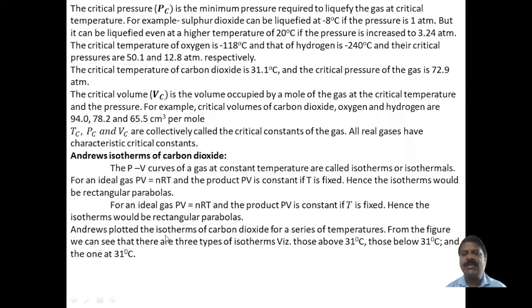Then Andrews plotted isotherms of carbon dioxide for a series of temperatures. Keeping each temperature constant, Andrews plotted the series of PV curves, and he got different types of curves. We can see in the figure there are three types of curves: one above 31 degrees Celsius, one below 31 degrees Celsius, and one at 31 degrees Celsius, because 31 degrees Celsius is the critical temperature.